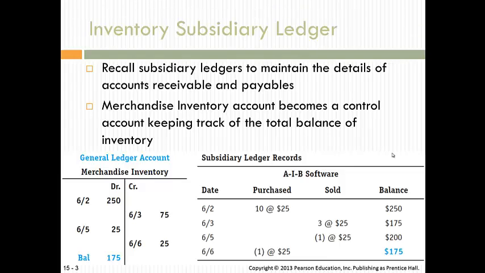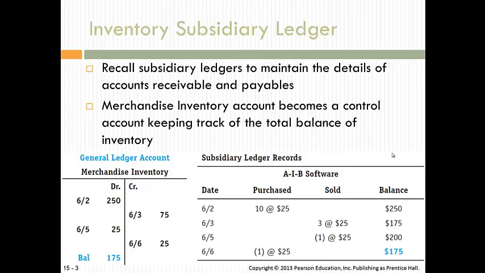In the example here, which is also in the textbook on page 557, the merchandise inventory account is shown in T account form on the left. On the right, we have the inventory subsidiary ledger for one of the inventory items called AIB software. On June 2nd, 10 software packages were purchased by the business for $25 each. Part of the journal entry to record this transaction includes a debit to merchandise inventory.